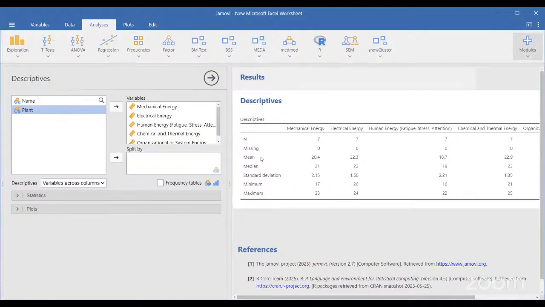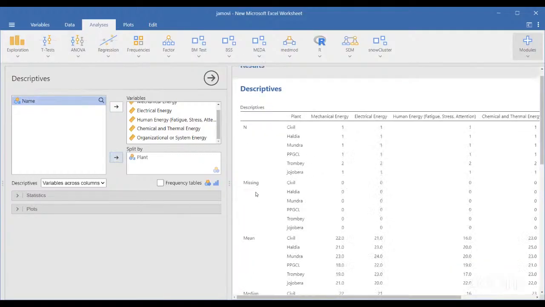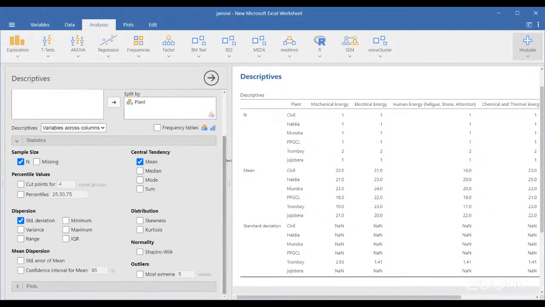Right, sir? Is it okay? Correct. Plant is not required, right? Plant is split by. Acha, you unclick missing, N, mean. Unclick the N. Mean and standard deviation will be there.